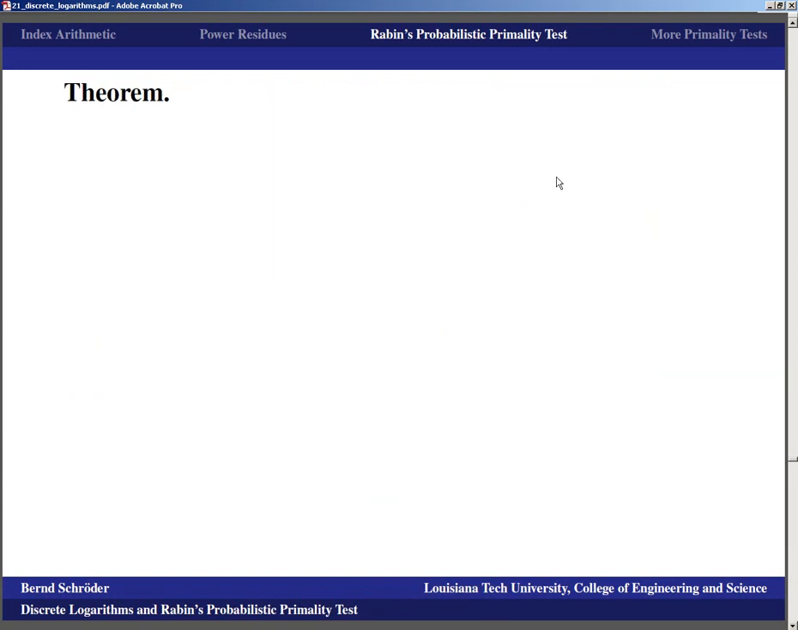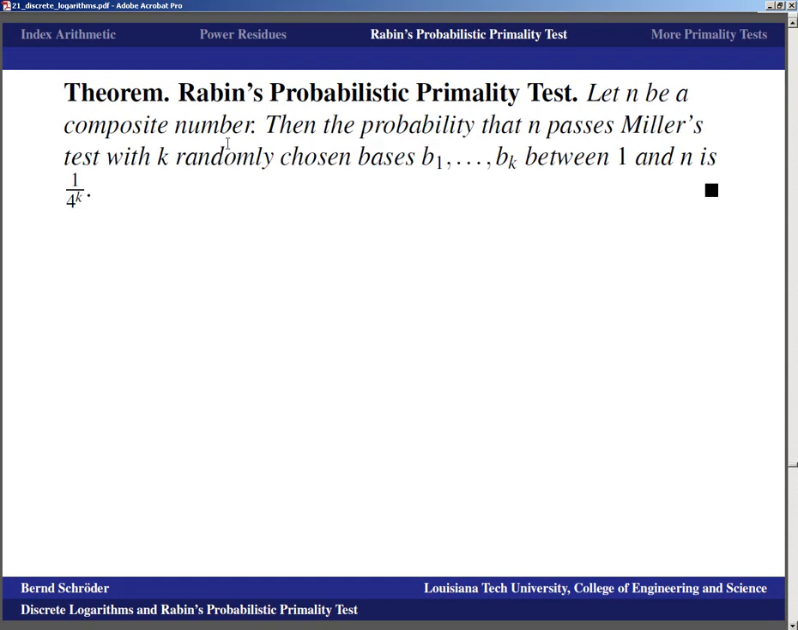And so basically what that means now, the reason why this is called a probabilistic primality test, is if we have a composite number, then the probability that n passes Miller's test with k randomly chosen bases, b1 through bk, between 1 and n, is 1 over 4 to the k, which means if I choose, I don't know, 20,000 bases randomly between 1 and n minus 1, then the probability that n will pass all these tests, assuming that it's composite, will be 1 over 4 to the 20,000, which is 1 over 2 to the 40,000, and so that is very, very unlikely.